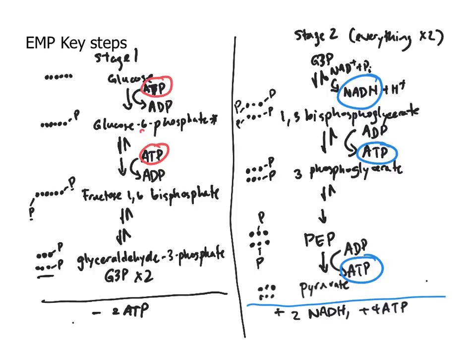So in the end you have a net of 2 ATP and 2 NADH, plus the 2 pyruvate. All right? So 2 ATP, 2 NADH, and pyruvate? Yep. That's the total, the net from the EMP pathway.